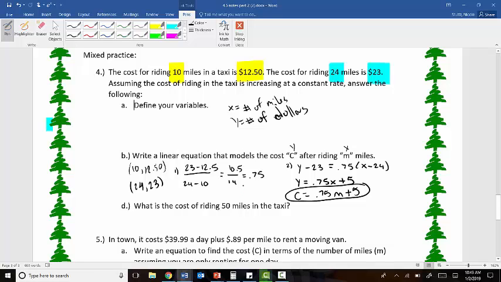It says, what's the cost of riding 50 miles? All right, so 50 miles, that would be your X, or in this case, M. So you're using that for M. So we're going to do 0.75 times 50 plus 5. So it looks like your cost is going to be, when you work that out, $42.50.